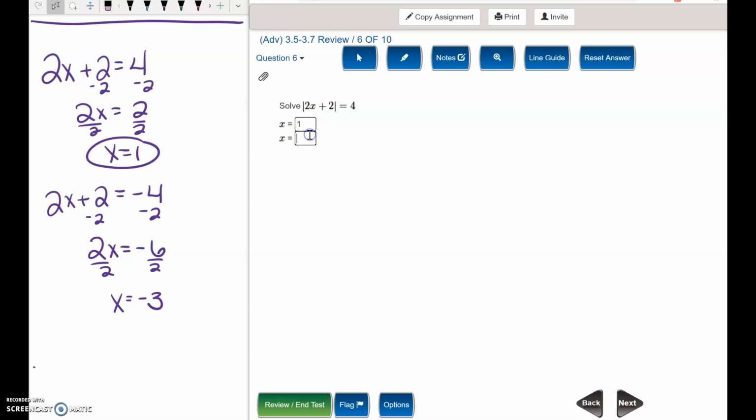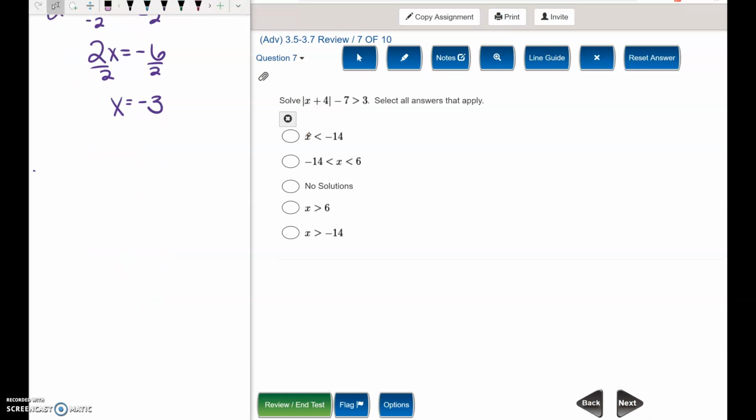When you're typing in -3, don't put any spaces between the negative sign and the 3. Just type in -3 and be done with it. It will accept those answers in either order. So if you put -3 first and 1 second, it will still accept those as correct.